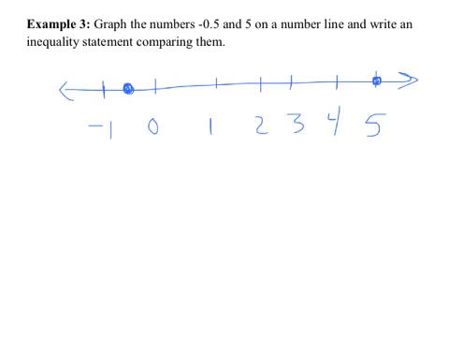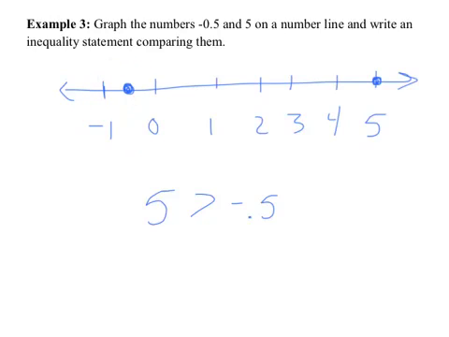So what can I write? I can say that 5 is greater than -0.5. How do I know that? Well, because take a look. 5 is over here. 5 is to the right of -0.5. So whenever anything is to the right of the other number, it is greater than that number.